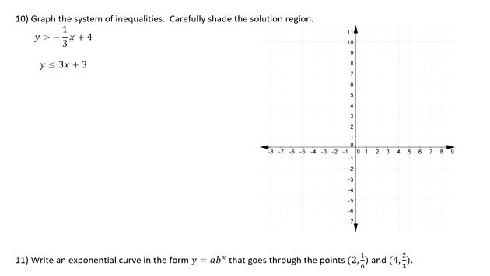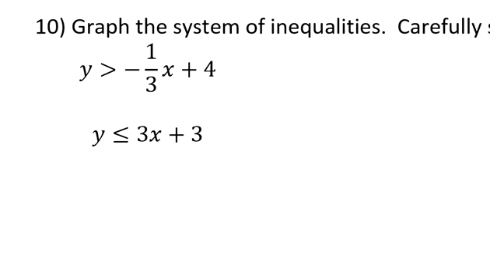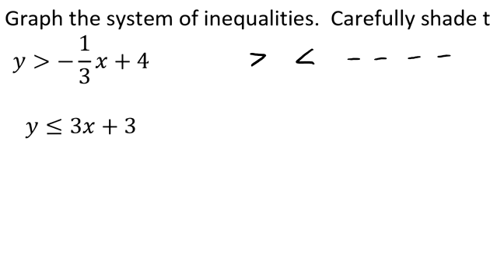Okay, so the first inequality is y is greater than negative 1/3 x plus 4. And it's pretty simple to graph that line, the boundary line. Notice because this is the symbol greater than, I'm going to be using a dashed line. Remember, if you've got greater than or less than as a symbol for your inequality, the boundary line that you sketch should be dashed, indicating that that boundary is not included.